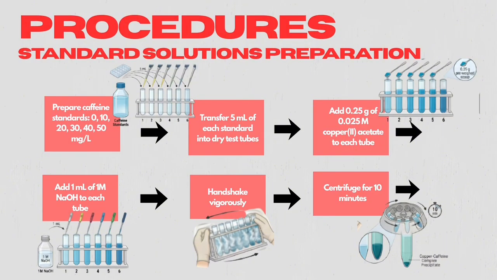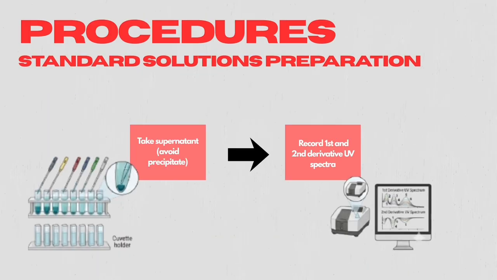Next, the samples were centrifuged for 10 minutes to separate the precipitate. The supernatant was carefully collected without disturbing the precipitate. Lastly, the first and second derivative UV spectra were recorded.